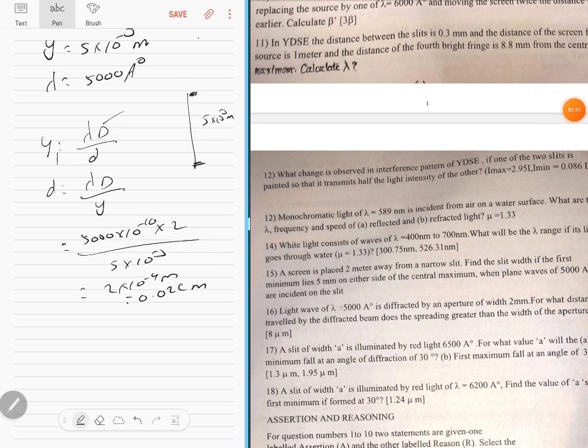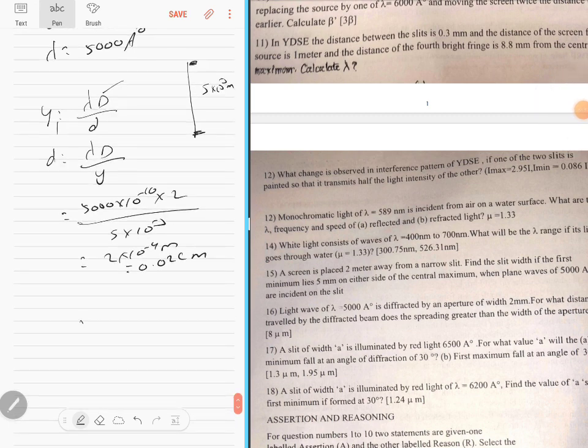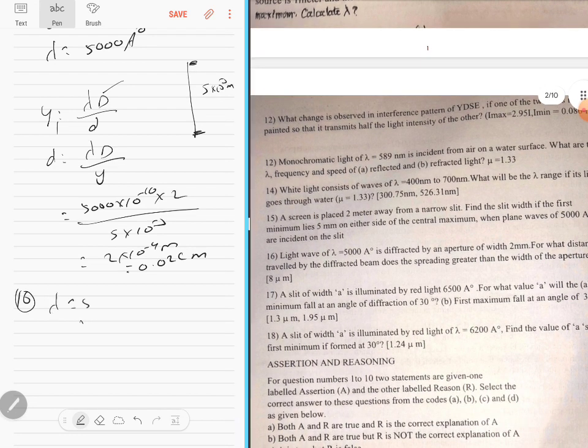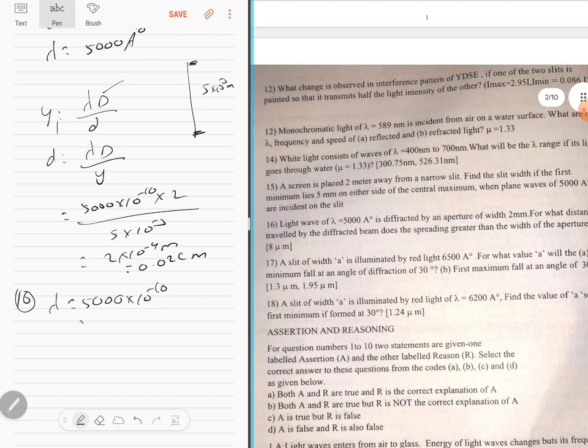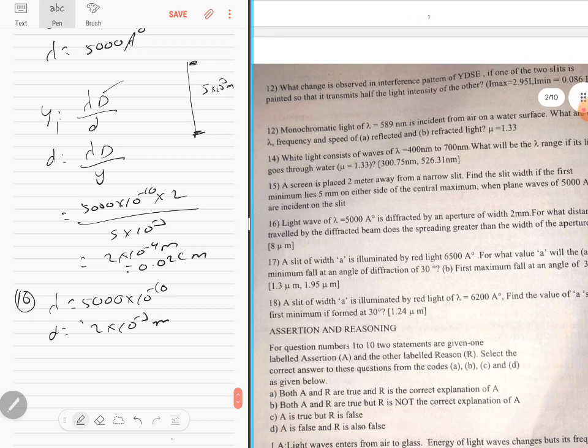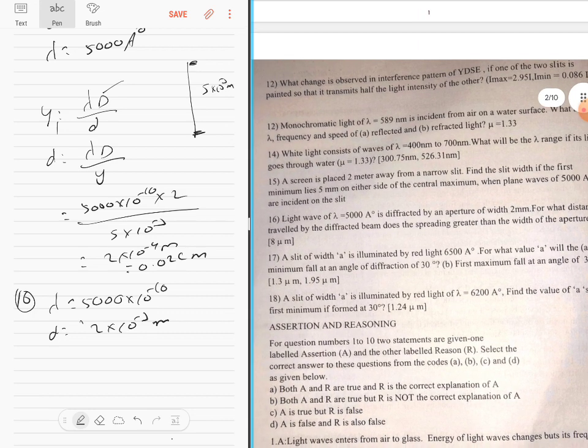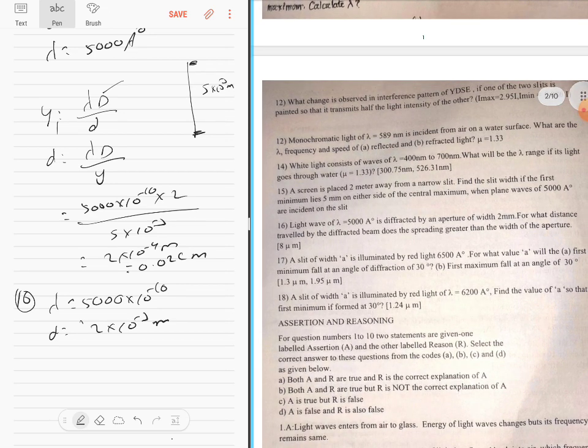The next question is the 16th question. A light wave of wavelength 5000 Angstrom is diffracted by an aperture of width d equal to 2 into 10 to the power minus 3 meters. For what distance traveled by the diffracted beam is the spreading greater than the width of the aperture? So they're asking for capital D, for which the spreading is greater than the width of the aperture.